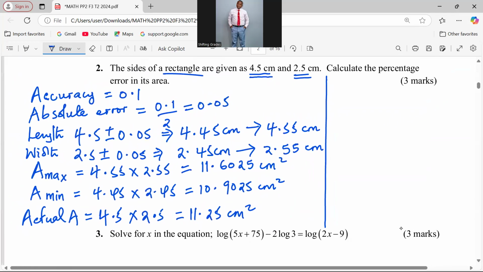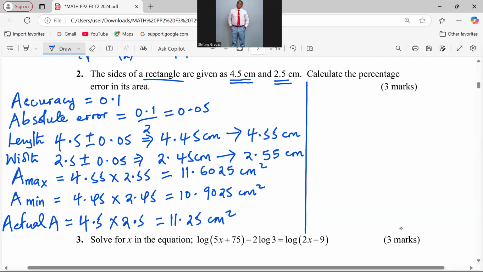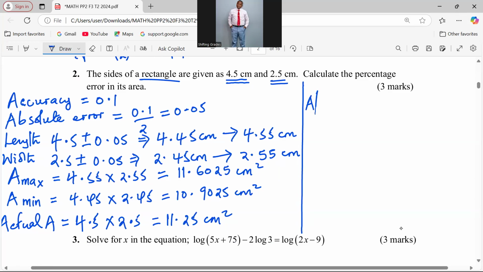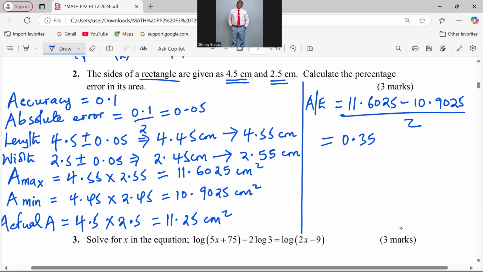Something else that we're supposed to proceed with now, after we've gotten maximum area, minimum area, then the actual area, we need to talk about absolute error in the recording of these dimensions. We need area maximum minus area minimum divided by 2. 11.6025 minus 10.9025. Then we divide by 2. That gives us absolute error. I'm getting 0.35.